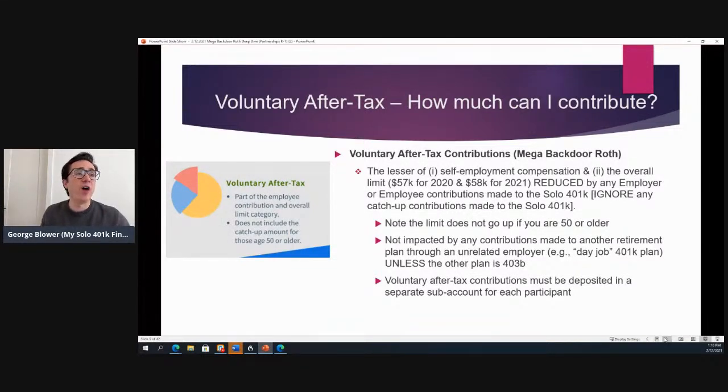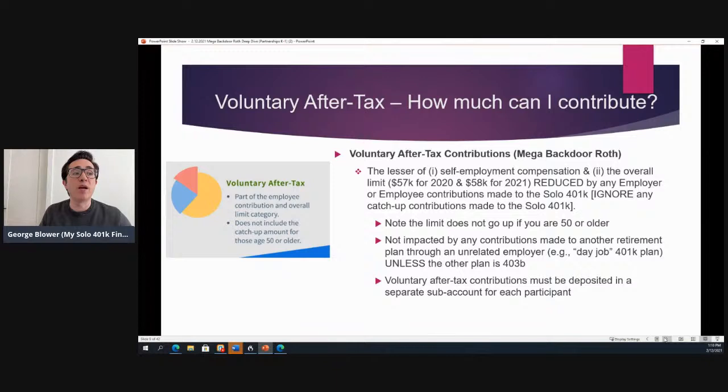Next slide, voluntary after-tax contributions, which is how you're able to make the Mega Backdoor Roth contributions. So here, the limit is the lesser of the self-employment compensation, so that's that pre-calculation figure, line 14 of the K-1 less 1/2 of the self-employment tax, and the overall limit, which again is $57,000 for 2020 or $58,000 for 2021.